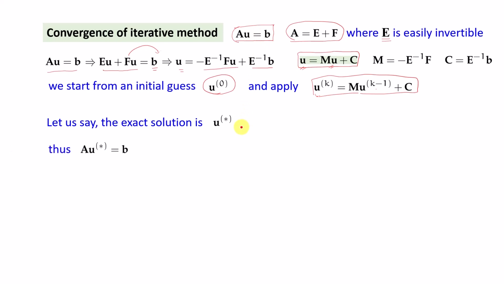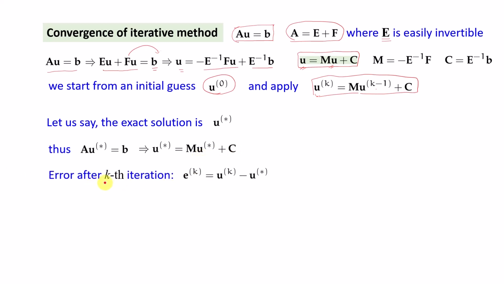In that case, I can write A U star equals B, and if I again break A as E plus F and take the other side, the M goes to the other side, but U on both the left side and right side is U star now, and we are pretty sure that this is the exact solution. So when the solution is exact, U star equals M U star plus C. This is the relation.